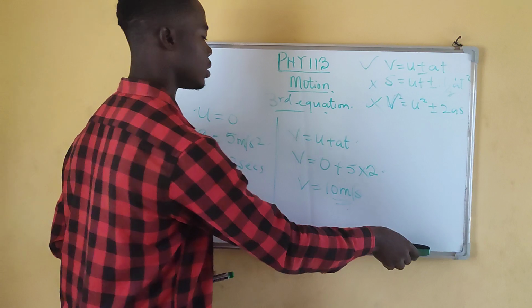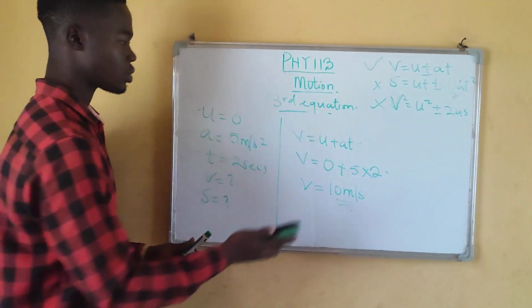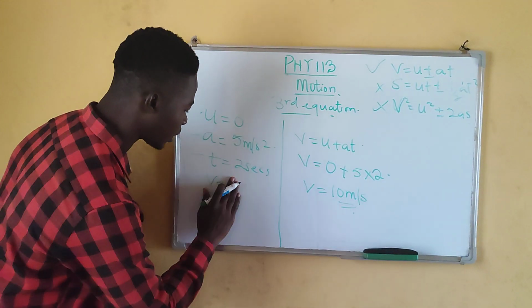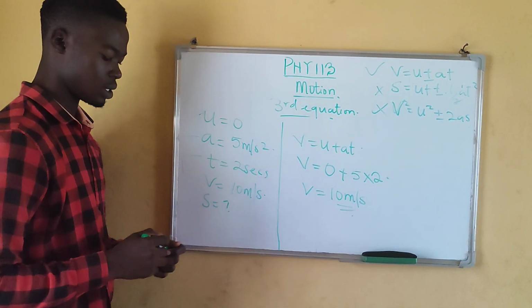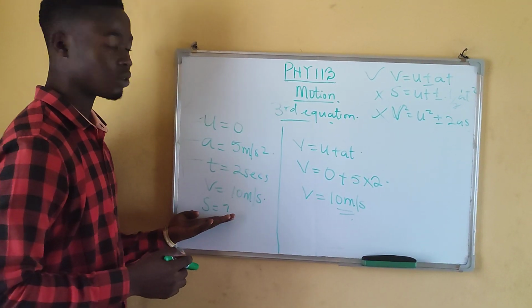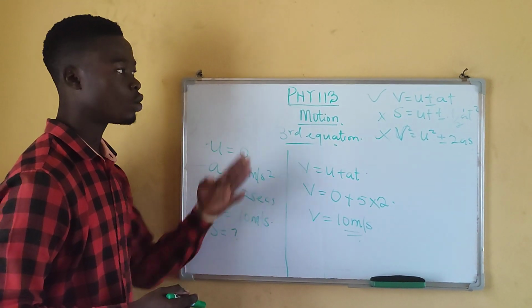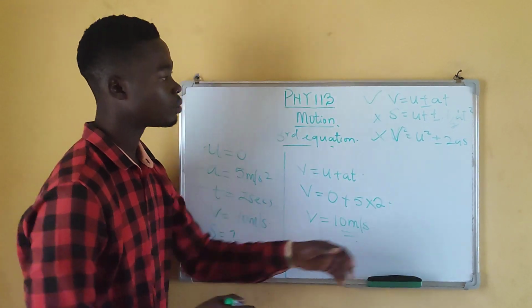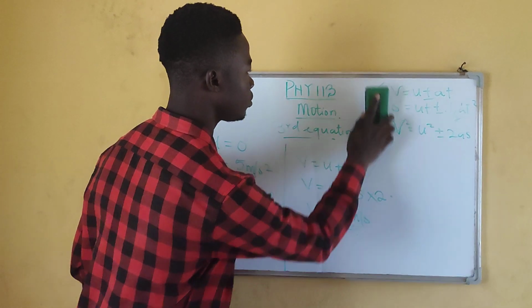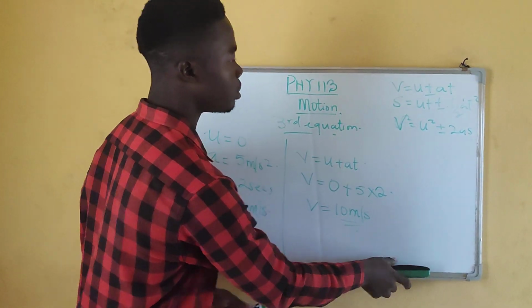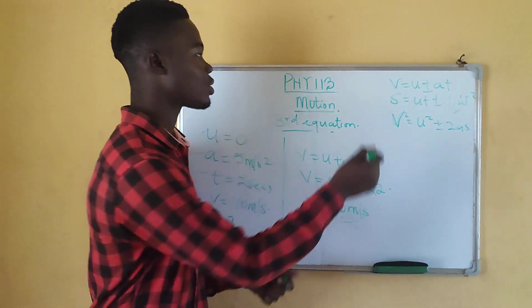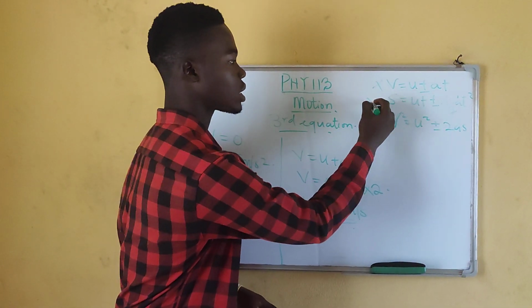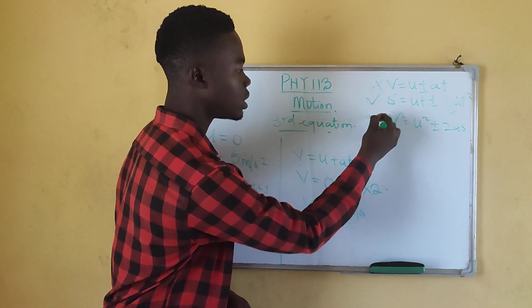Let's take another. Okay, we are not done with this. So we have 10 meters per second as the velocity. Now the question is asking for the distance. You go back to your formula. Out of these three formulas, which one is having the distance? This one is not having, so it's out of it. This one is having distance. This one is also having distance.